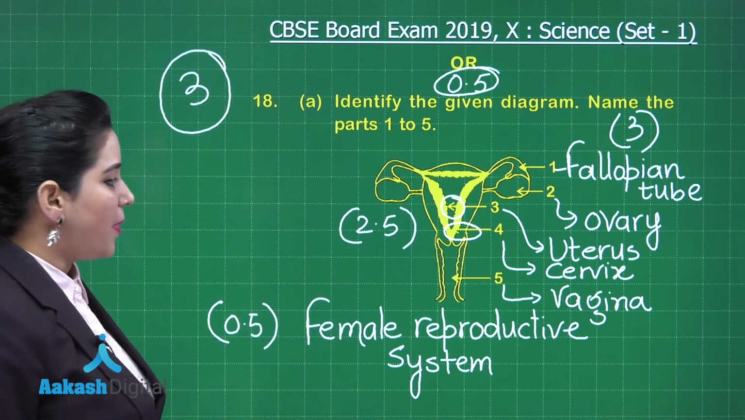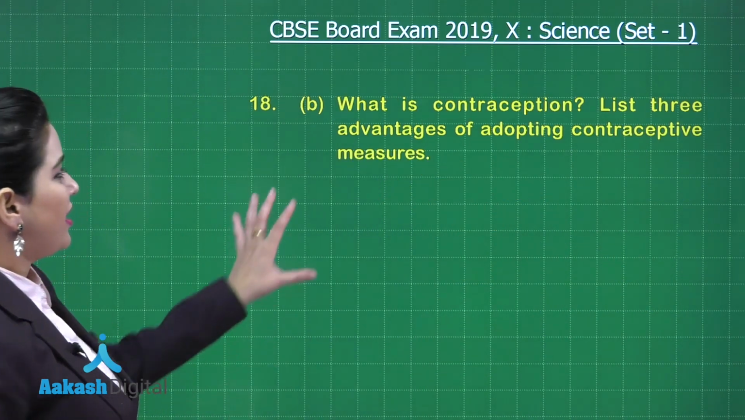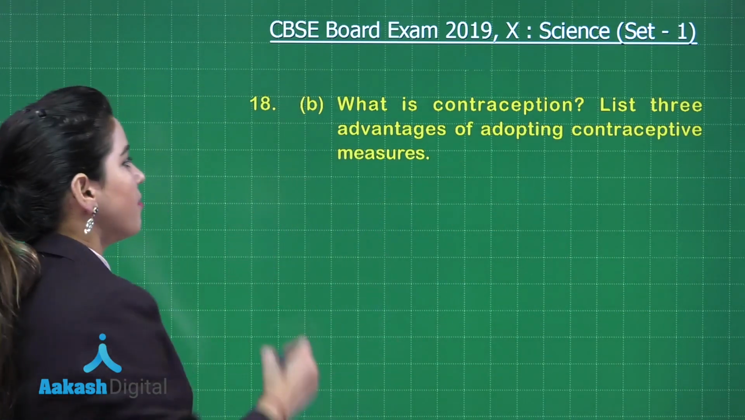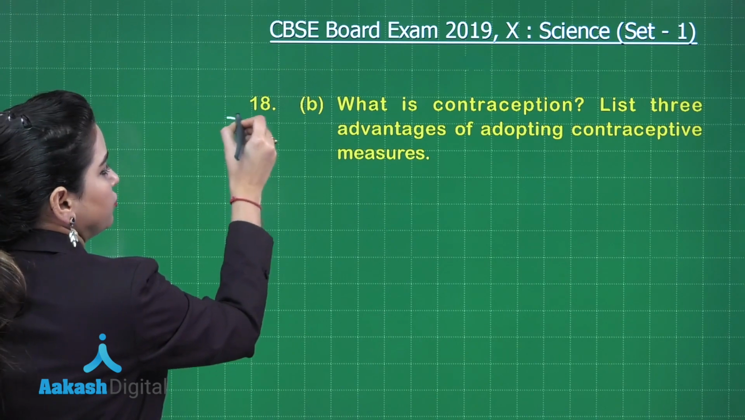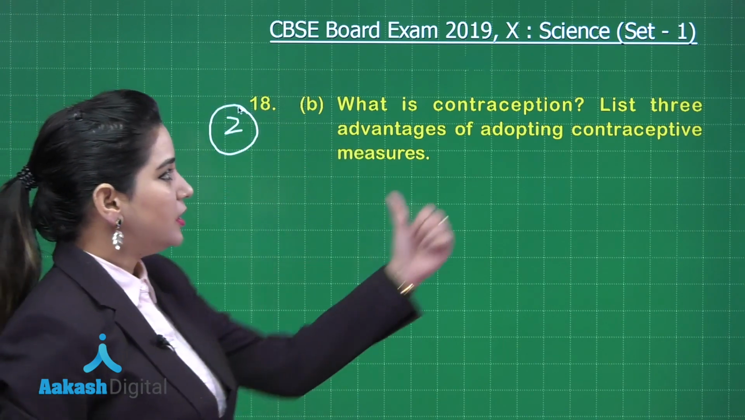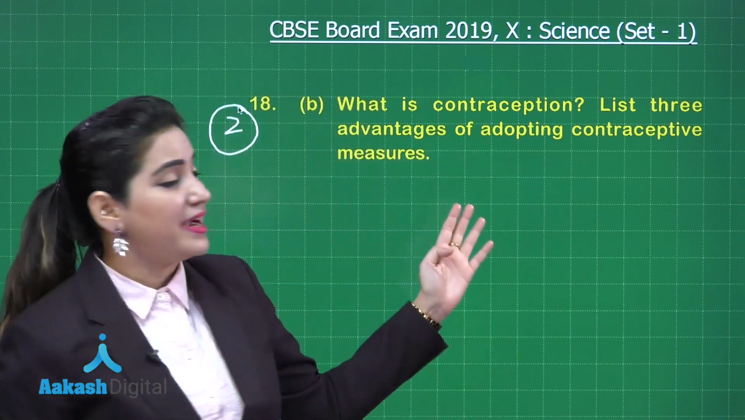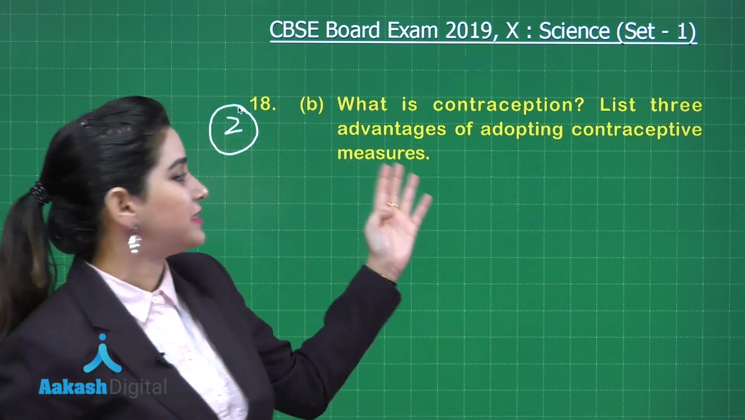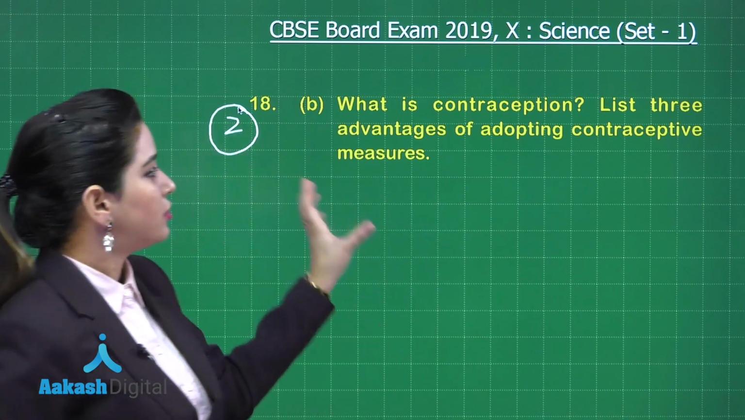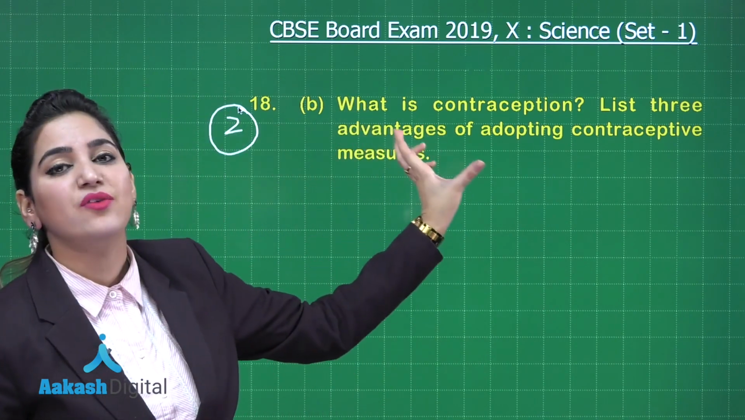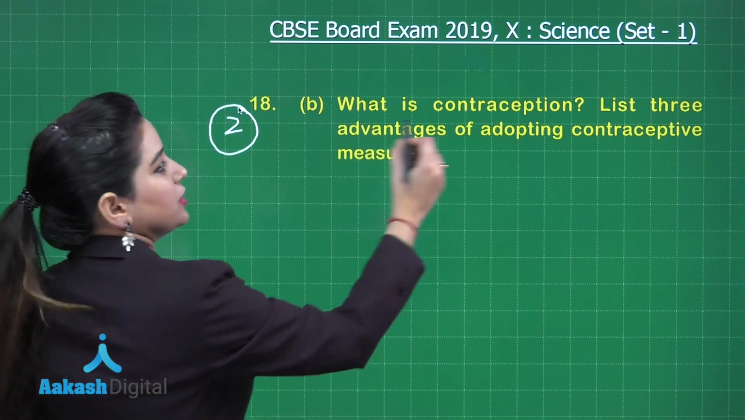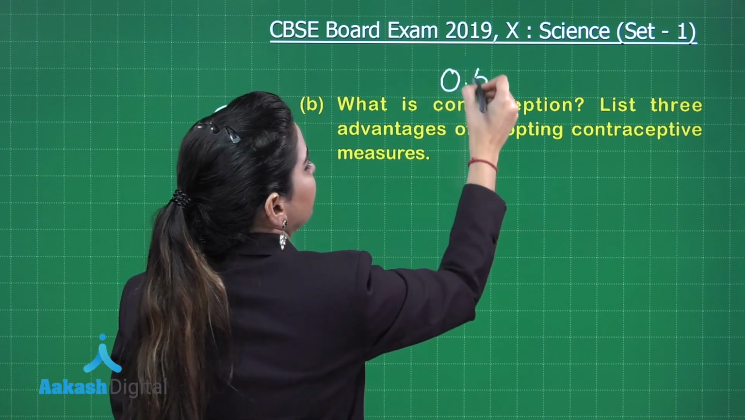Now let us try to solve part B. Now here is part B. Part B comprises of 2 marks, students. Let us read the question here. The question says, what is contraception? List 3 advantages of adopting contraceptive measures. Now students, if you only define what is contraception, this is going to give you 0.5 marks.